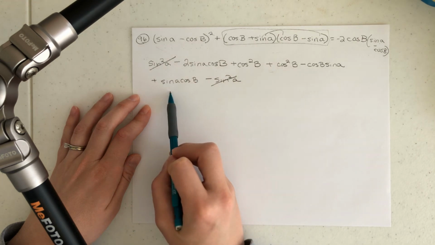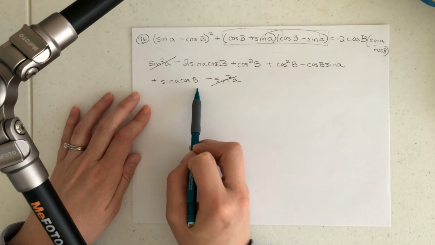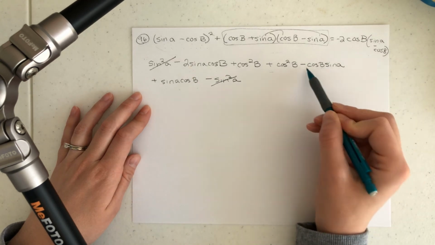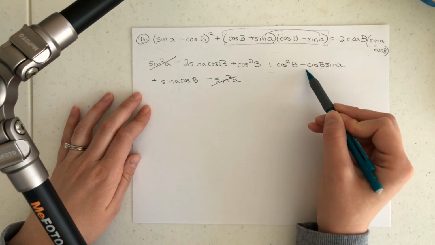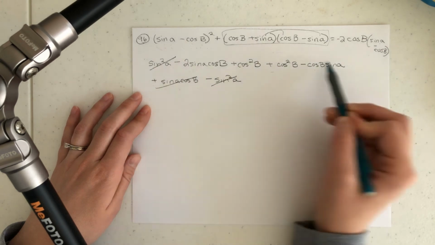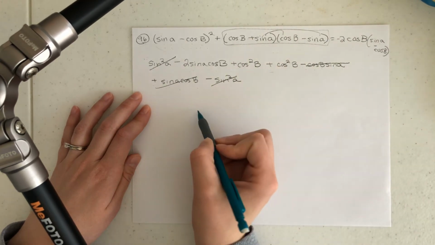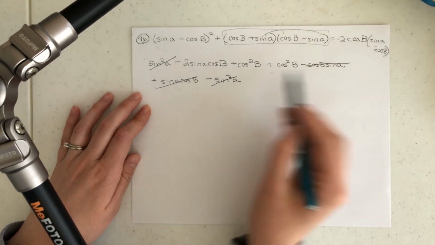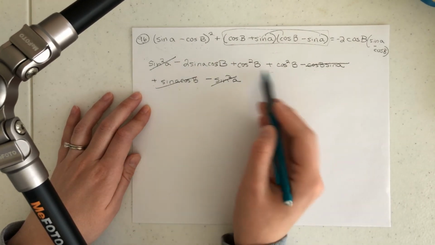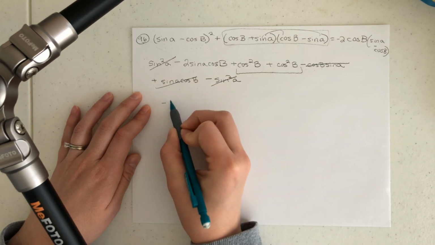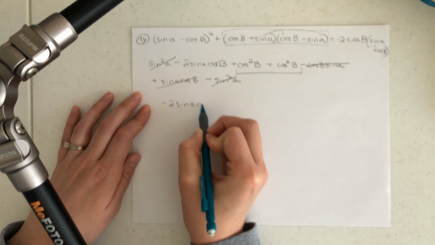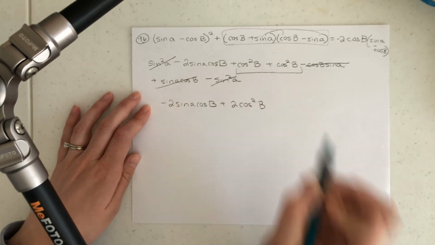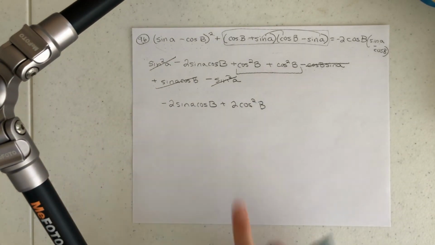And I also have another sine alpha cosine beta. So actually, I'm going to cancel these out just to make this easier. A negative 1 sine alpha cosine beta, a positive 1 sine alpha cosine beta. That is something I can cancel. Didn't recognize it because it was flipped, but of course we can do that with multiplication. So I'm going to cancel that out. I'm going to combine these two like terms, and I'm going to get negative 2 sine alpha cosine beta plus 2 cosine squared beta. That's what I have now on this side.